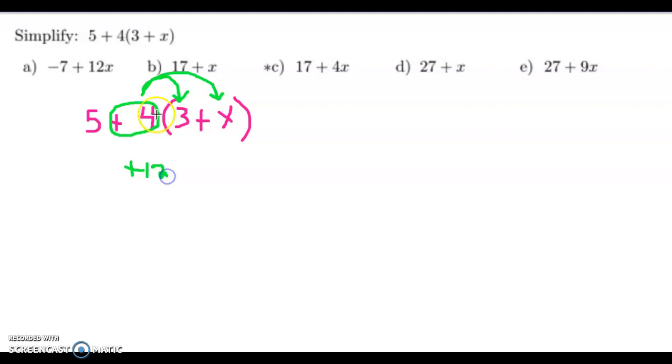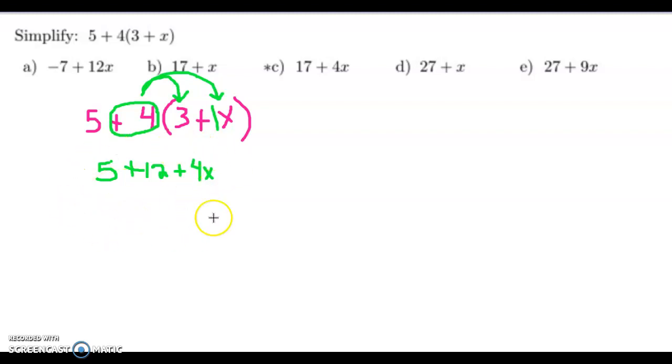Then I'm going to look at a positive times a positive. Remember, there's always a 1 here in front of that x, and 4 times 1 is 4. And I go ahead and bring along the x value. Now remember, I still have this 5 out here, so all that I do is bring it down because it was not a part of the distribution going on.